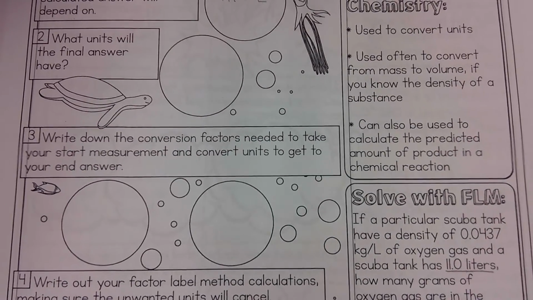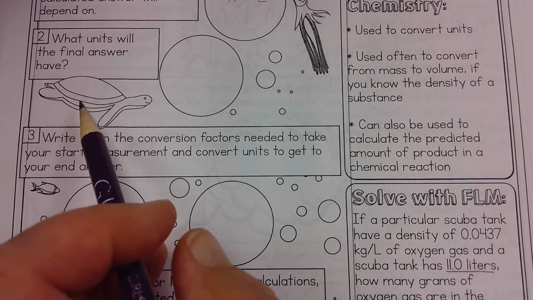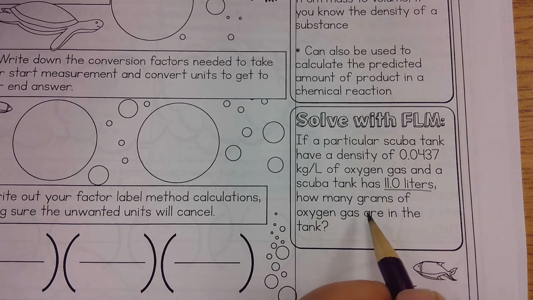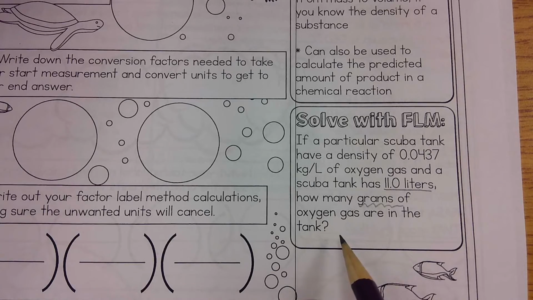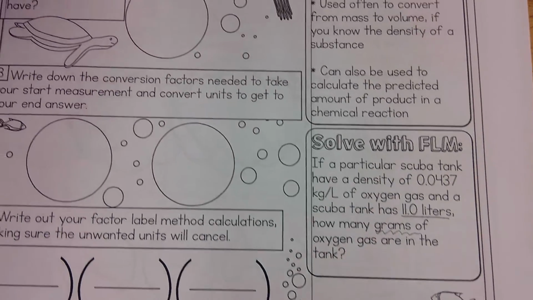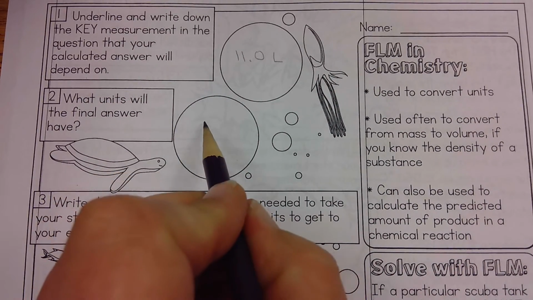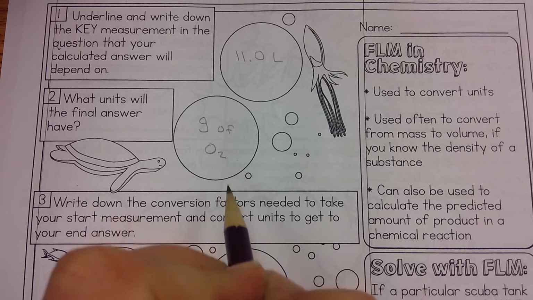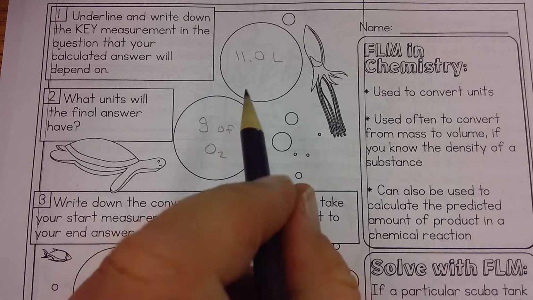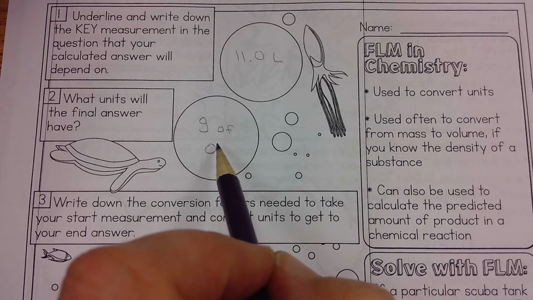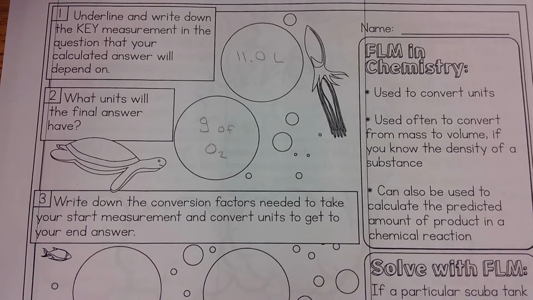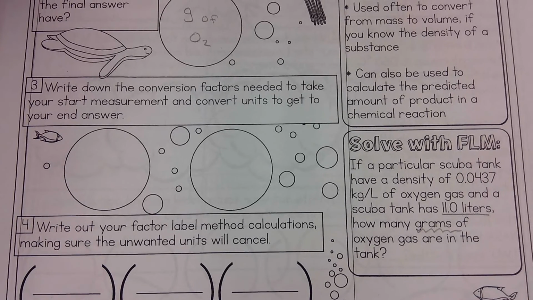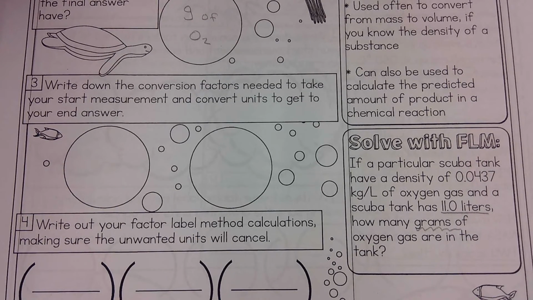Okay. Step 2, what units will the final answer have? We look back at our problem. What's the question? It says how many grams of oxygen are in the tank. So my final answer needs to be in grams of oxygen. I'm going to abbreviate that O2 because it's easier. So now I know where I'm starting. I know where I'm ending. I got to figure out the pathway to get there. That's step 3. Well, not quite yet.